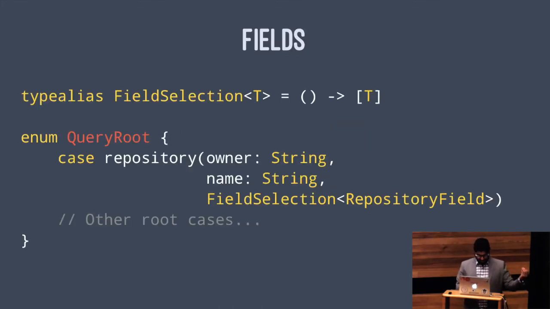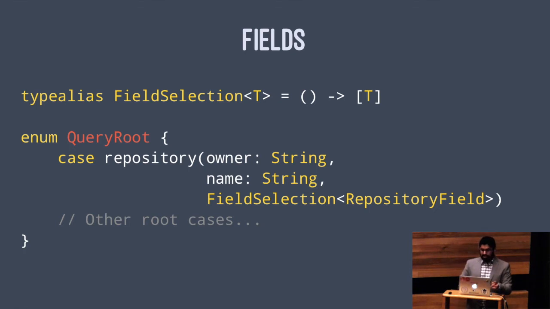So then we go back to enums again. In this enum, there are only certain objects you can query from the root in GraphQL. In our example, we had a repository. We're going to inline its arguments, so we have owner and name, and the last parameter is a field selection on a repository field. A field selection is just a closure that returns something of type T, where T is a repository field.